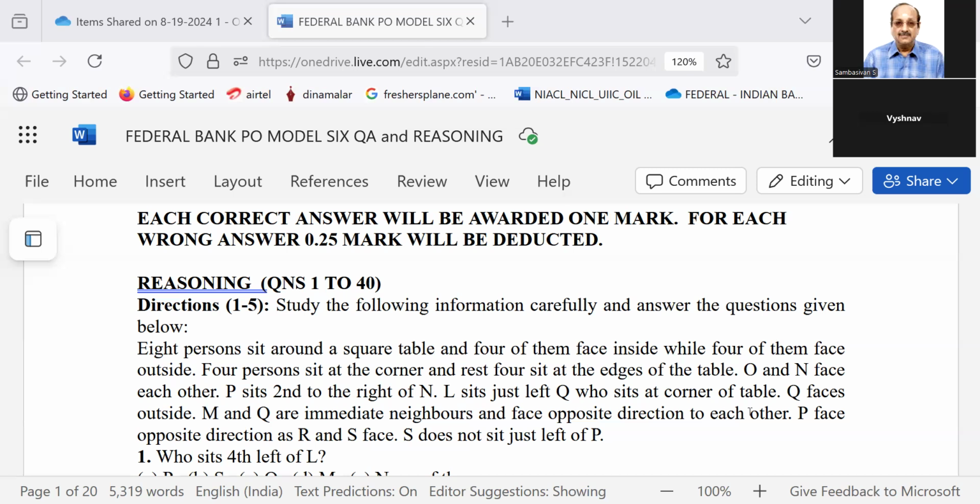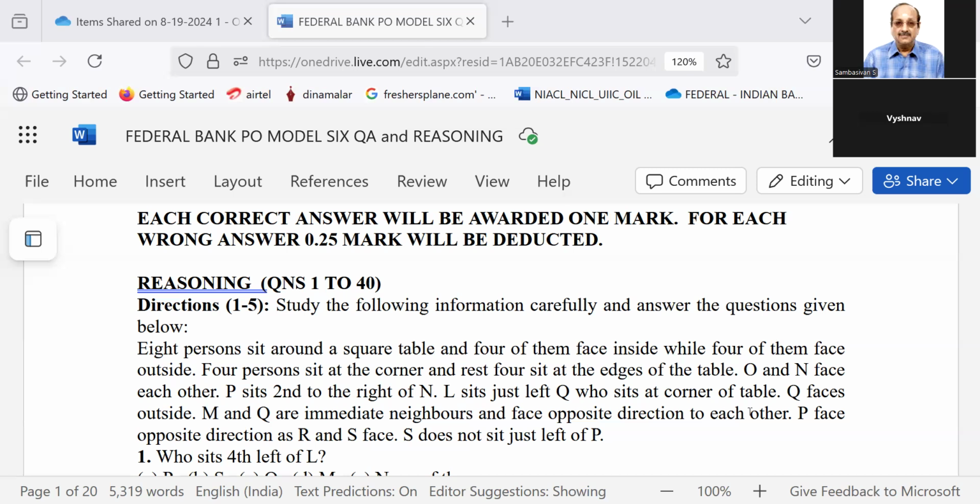Then they are also giving that P sits second to the right of N. So N cannot sit on the side where Q is, on the left side. He cannot sit beside M. N has to sit at the other corner only. And O will sit beside M, on the left side. On the right side, he has got Q.